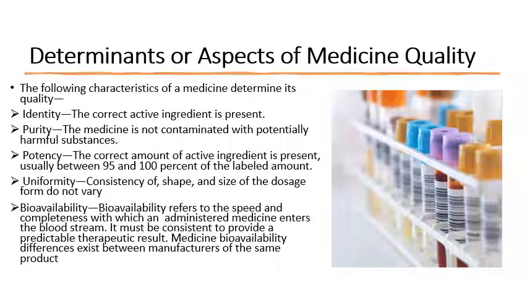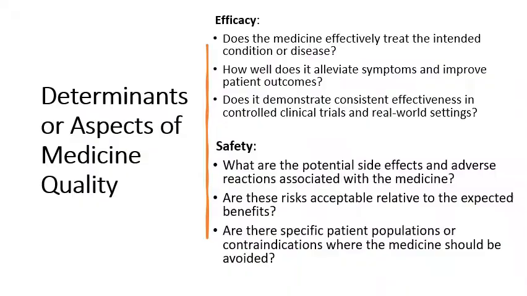Then bioavailability. Bioavailability refers to the speed and completeness with which an administered medicine enters the bloodstream and is also released out. So it must be consistent. The bioavailability of the drug must be consistent to provide a predictable result of the therapy, which means if a dosage is supposed to be completed in 3 days for complete therapy, then it must be found to be so because of the bioavailability of the drug, which is already known. So medicine bioavailability differences exist between manufacturers of the product, and this must be properly stated.